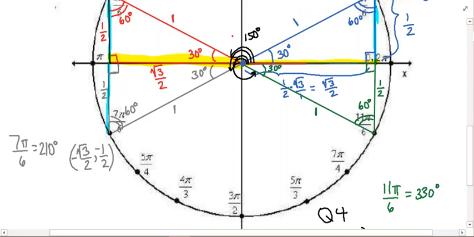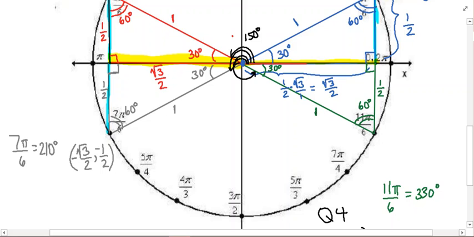So when you're drawing this in standard position, you start with the initial side and rotate all the way around. That gives you 330 degrees, but there are 360 degrees in a full circle. So that means this difference has to be 30 degrees. Here's your 30-degree angle, here's your 90-degree angle. The remaining angle has to be 60 degrees. We know the distance from the origin to the point on the circle at 11 pi over 6 has to be 1, the radius of the unit circle.